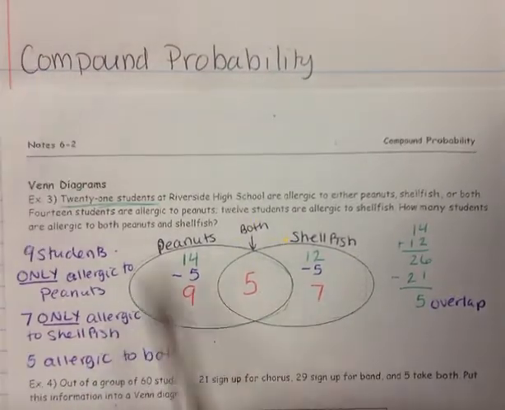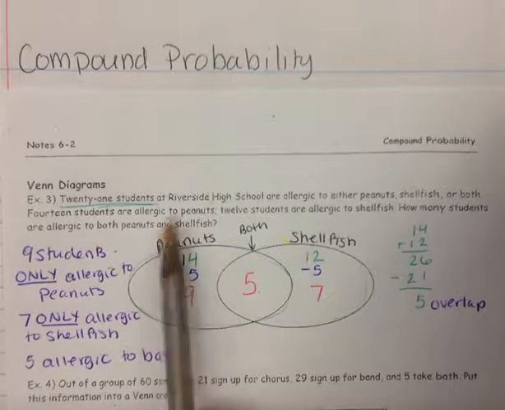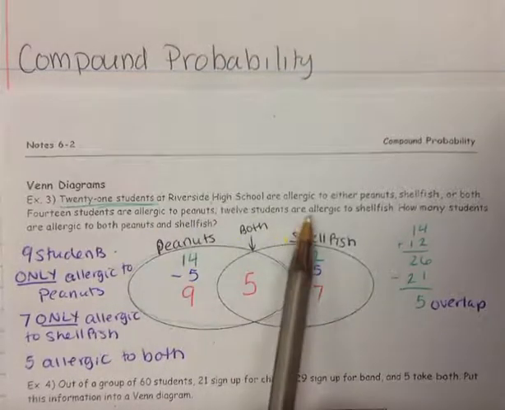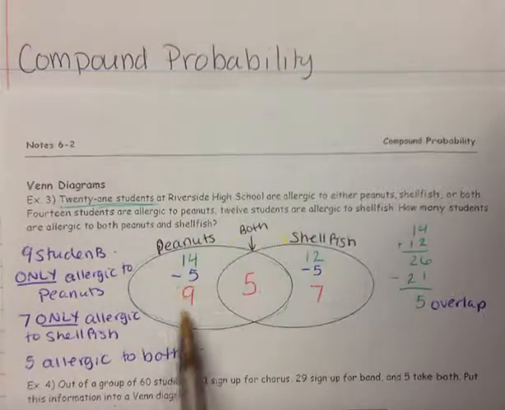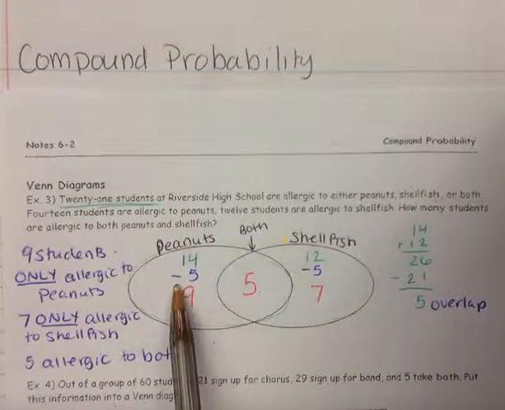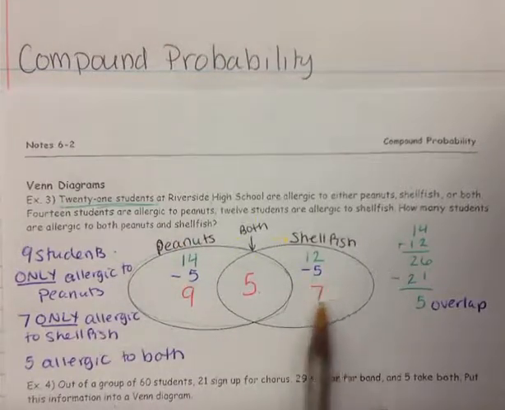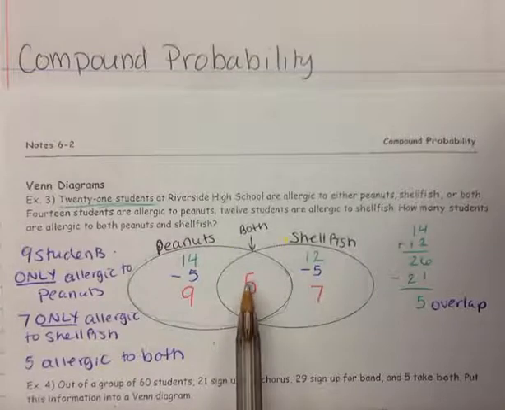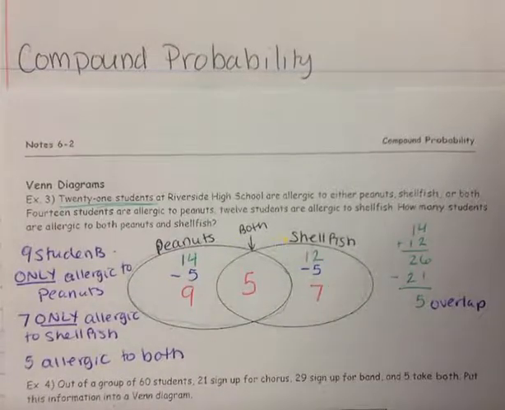That's using all of our numbers. We had the 14 because that's how many peanuts. 12 was the shellfish. Now to understand, the 9 are only allergic to peanuts. 7 are only allergic to shellfish. And then the 5 are allergic to both peanuts and shellfish.